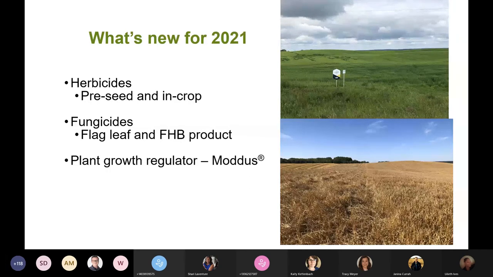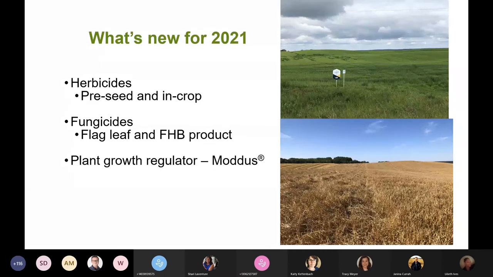So I see that we're having lots of questions in the text box. Let me see. All right, so how much of a yield difference there was? Just one minute, Robert, and I'll answer that. The yield difference was actually 36 bushel. That's what it was.